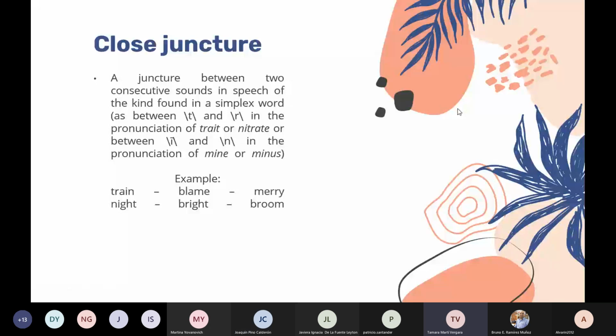Well, Tamara here. The closed juncture: a juncture between 2 consecutive sounds in speech of the kind found in a simplex word, as between T and R in the pronunciation of trade or nitrate, or between E and N in the pronunciation of mine or minus. For example, train, blame, merry, and night, bright, and broom.